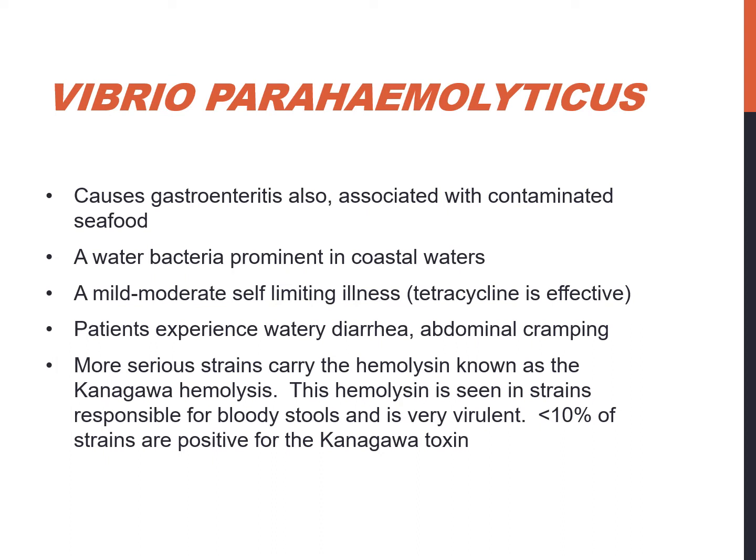Now on TCBS, Vibrio parahaemolyticus is green, and that's because it is not a sucrose fermenter. Remember, Vibrio cholerae is yellow because it is a sucrose fermenter, while Vibrio parahaemolyticus is green on TCBS media.